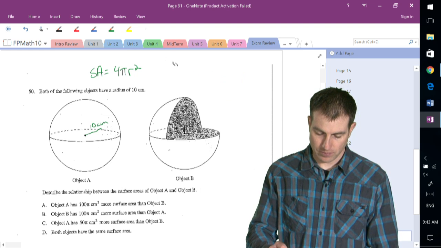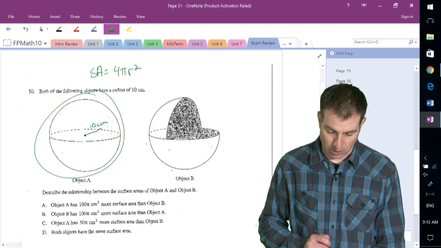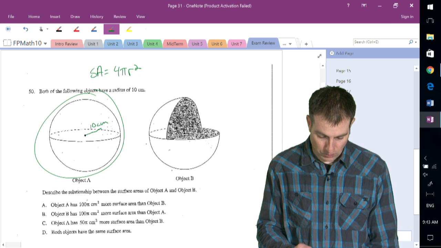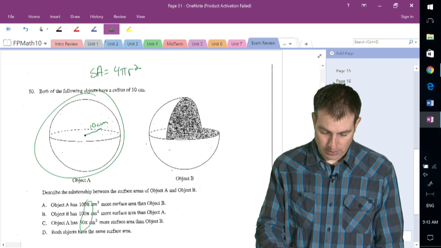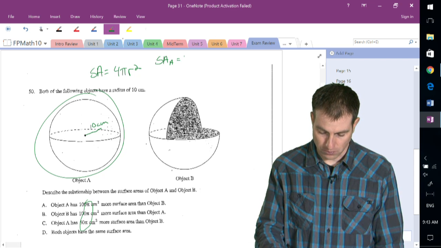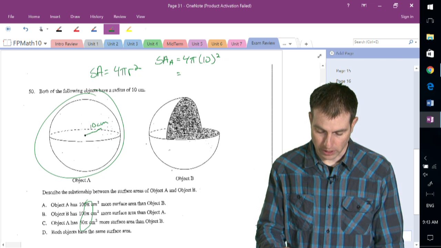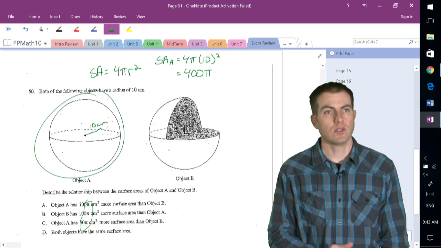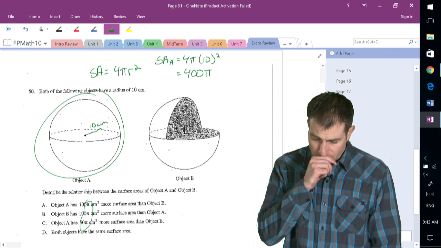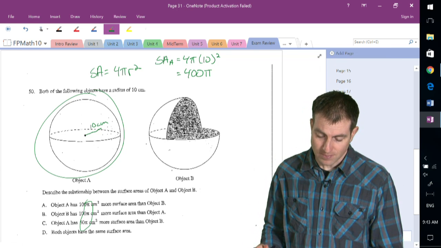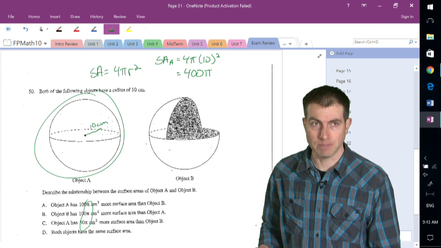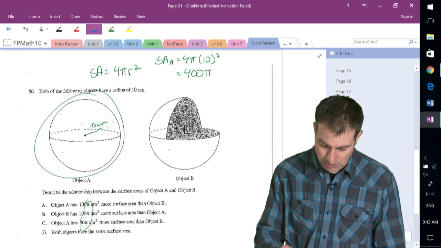So I can take the surface area of object A, and you'll notice that all of these answers are in terms of pi. So the surface area of object A is going to be 4 pi times 10 squared. 10 times 10 is 100. 100 times 4 is 400 times pi. So that's the surface area of object A.